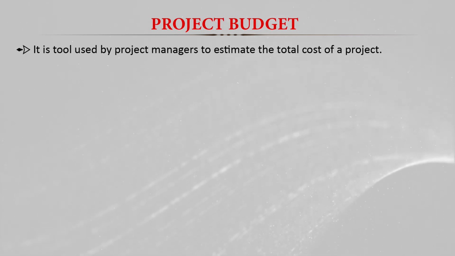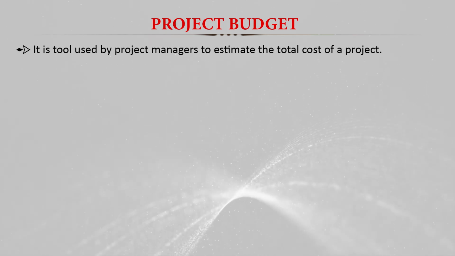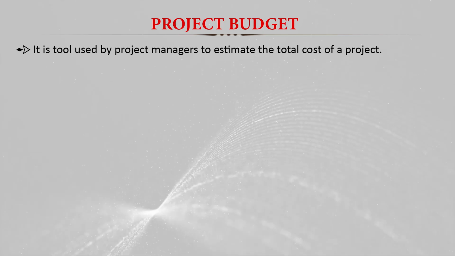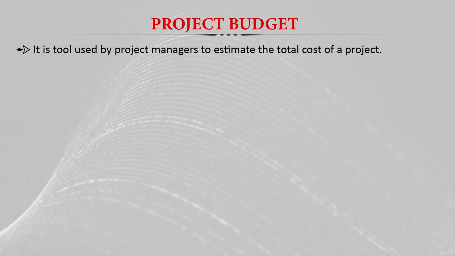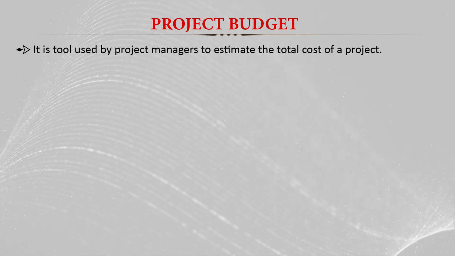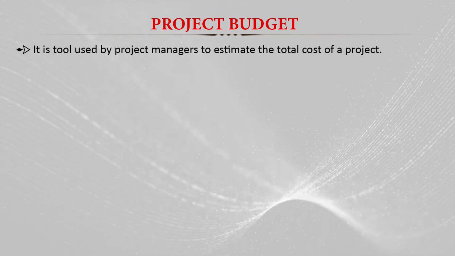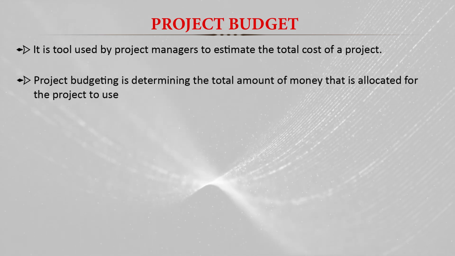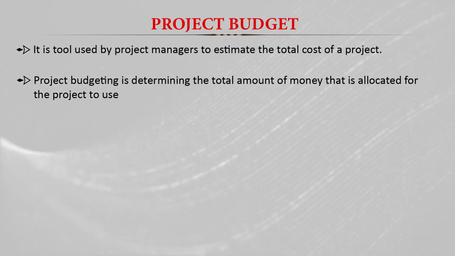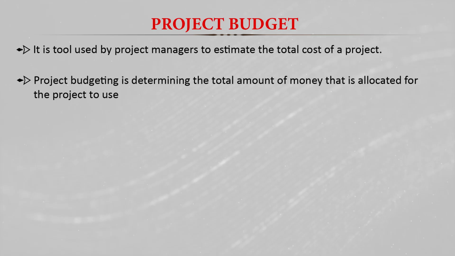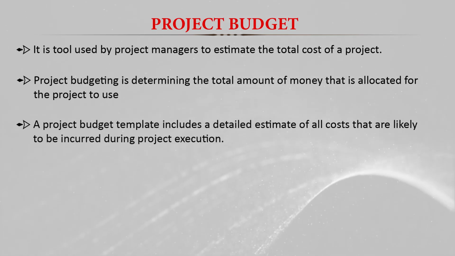So in all types of project we need to estimate the budget, being small, or sometimes we have to also estimate the cost in a household activity also. So project budget is basically a tool used by the project manager to estimate the cost of the project. And project budgeting is basically a process which determines the total amount of money that is allocated for the project to use, and the project budget templates.